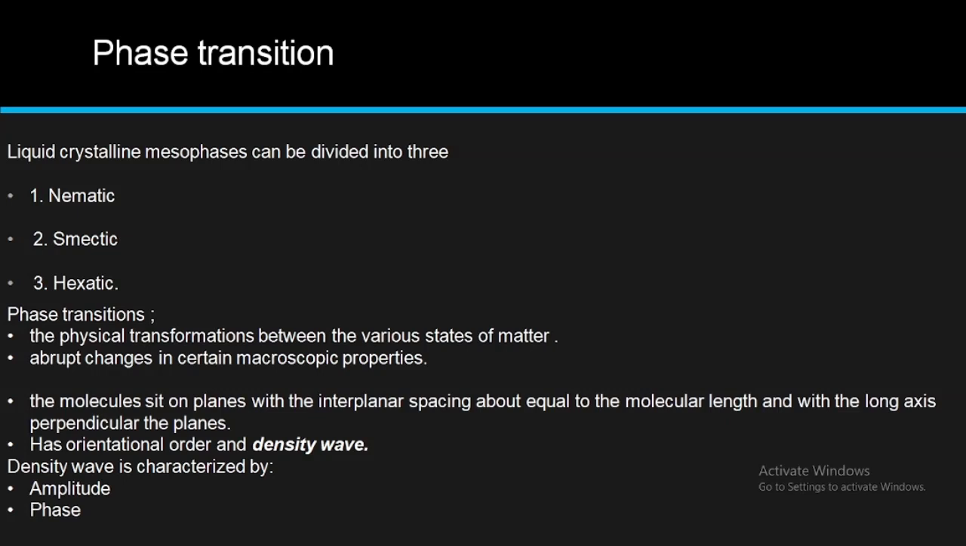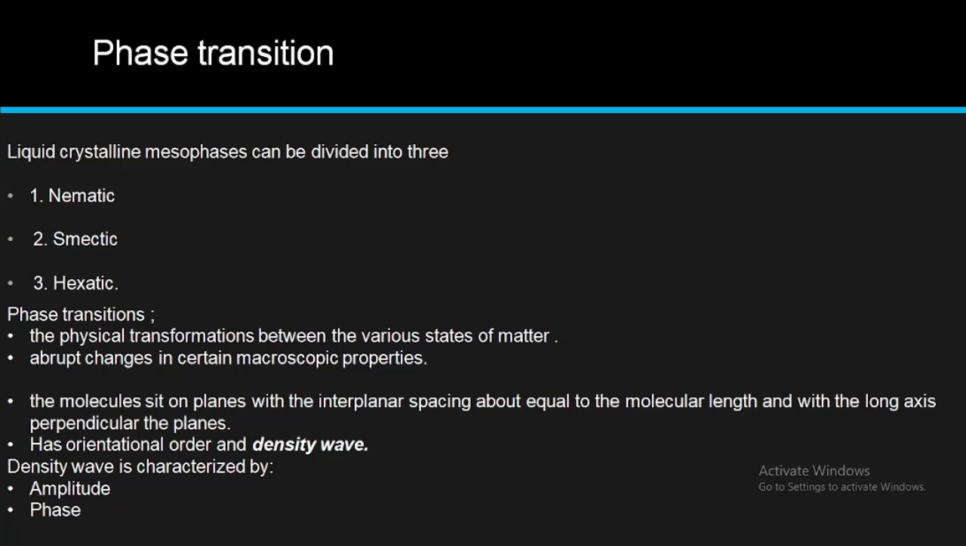So what is phase transition? The basic meaning is the physical transformation between various states of matter, correct? If something is changing from a solid to liquid or liquid to gas, we say that there is phase transition of that particular matter. When the phase transition is happening, there are certain changes that happen in macroscopic properties also. It is not only the shape, the figure, or the volume, as we say for the phases of matter, we say there are changes in macroscopic properties too.